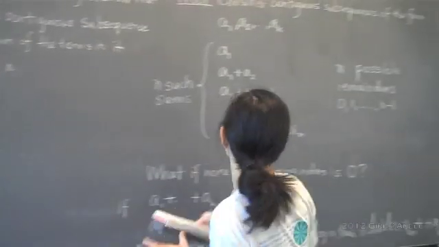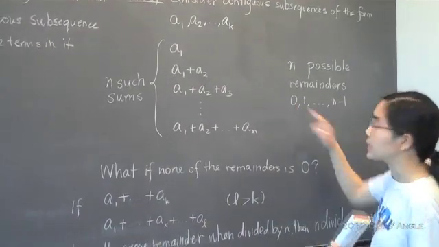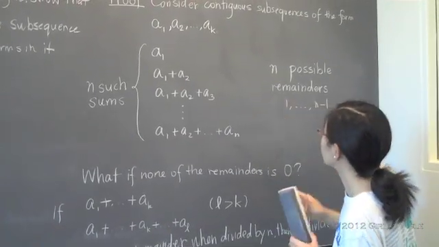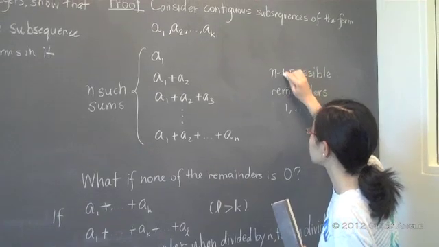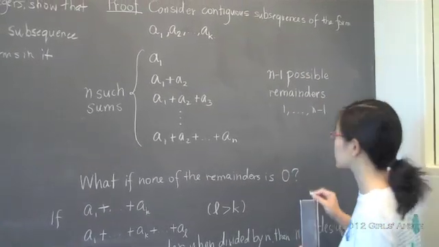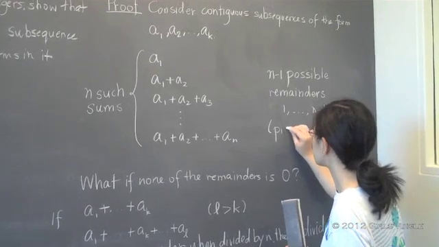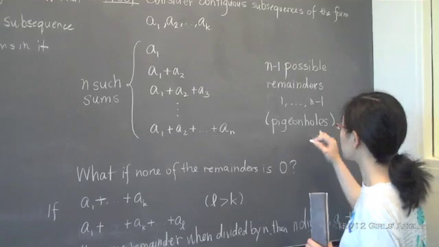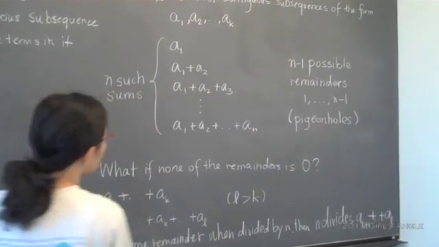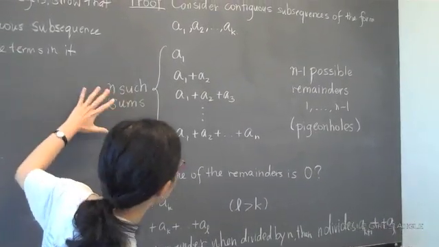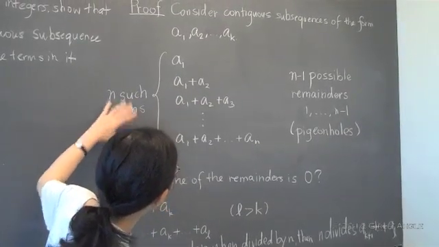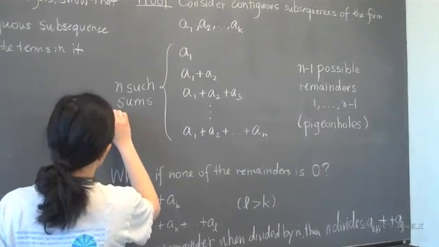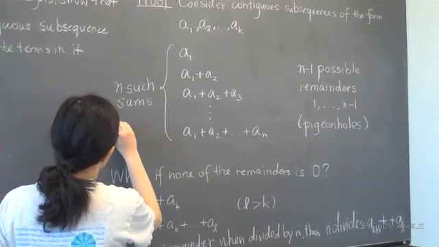And remember, if one of the remainders is 0, we're good. So now we're actually assuming none of them is 0. And now we have n minus 1 possible remainders, 1 to n minus 1. These will be the pigeonholes. And we have our sums, whose remainder when divided by n is going to go into one of those pigeonholes. So we should think of these as the pigeons.